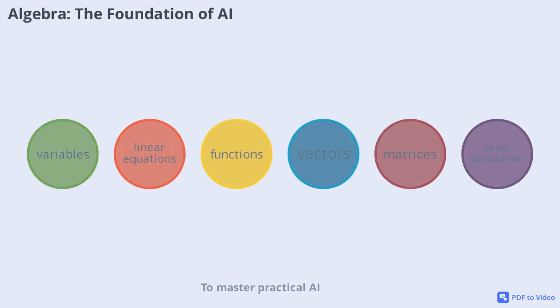To master practical AI, you don't need advanced algebra, just a solid grasp of the basics. Focus on variables, linear equations, functions, vectors, matrices, and error calculation. These concepts are enough to understand 95% of real-world AI applications. Algebra is the first step on the AI learning roadmap, followed by statistics, machine learning, and deep learning.